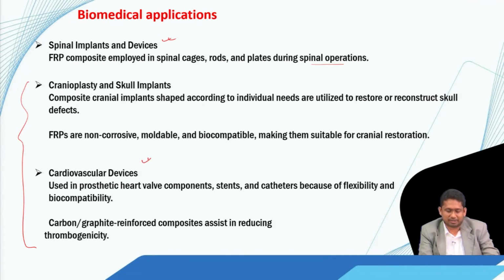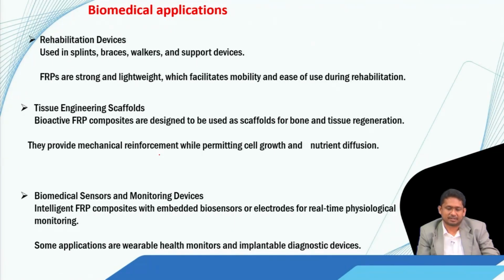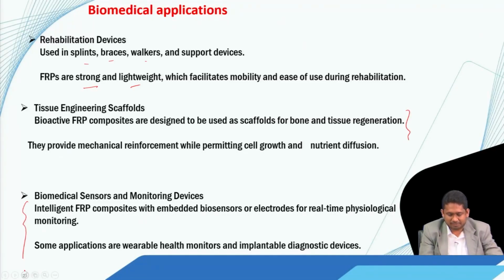For example, cardiovascular devices also have use of composites. Then various rehabilitation devices like splints, braces, walkers and support devices also use composites, basically because of their strength and lightweight. In tissue engineering scaffolds composites are also used, and then in biomedical sensors and monitoring devices. Now, composites are not intelligent on their own, they have passive adapting capability, but with the use of smart sensors and actuators this entire thing can be made intelligent and smart.